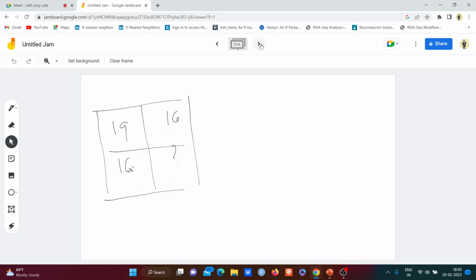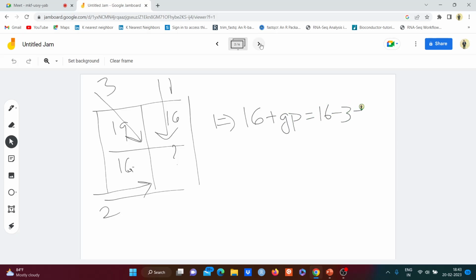This value is calculated like this, and this one is diagonal. Let us again label them as 1, 2, 3. Coming to cell 1, we take the value of the cell plus the gap penalty, which is 16 minus 3 equals 13. Similarly, in the second case, we have 16 as the cell value plus the gap penalty, which is 16 minus 3, again 13.